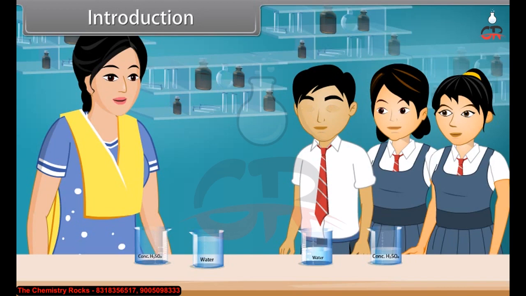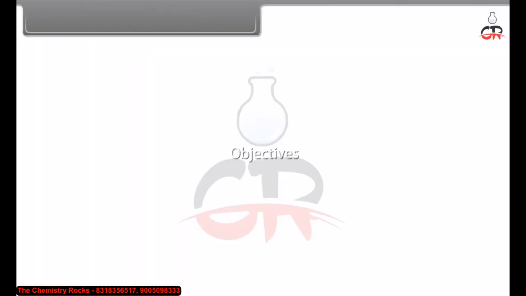As sulfur is an important element of the P block of the periodic table, today we'll study about the 16th group of the P block elements. Objectives.